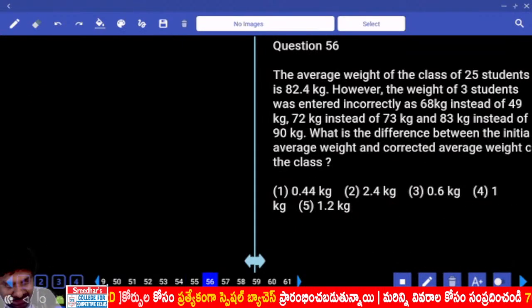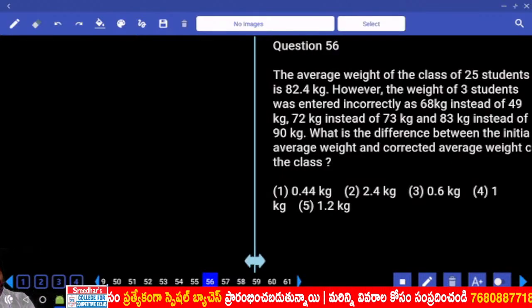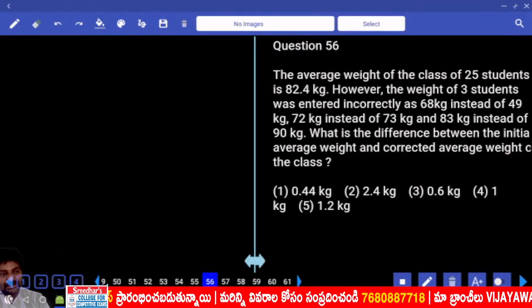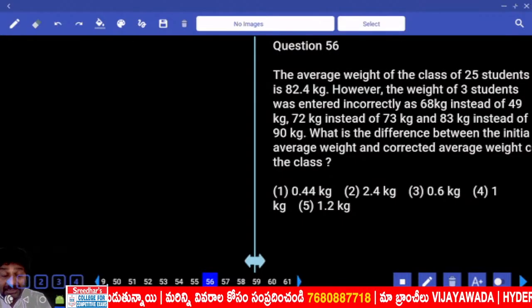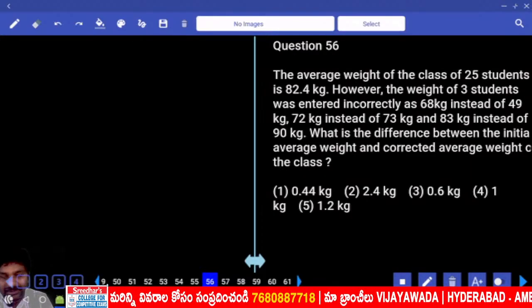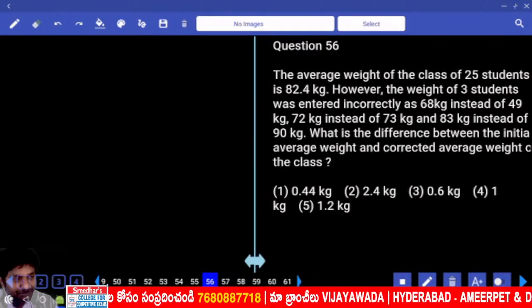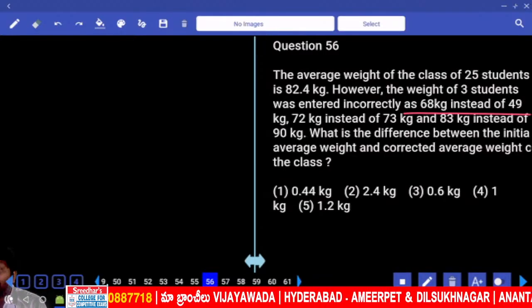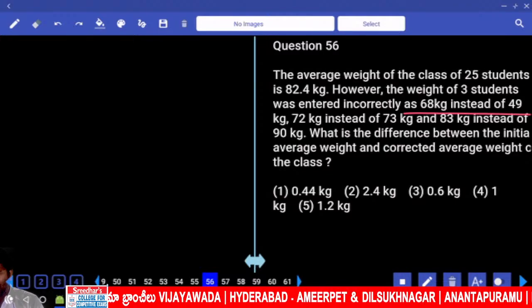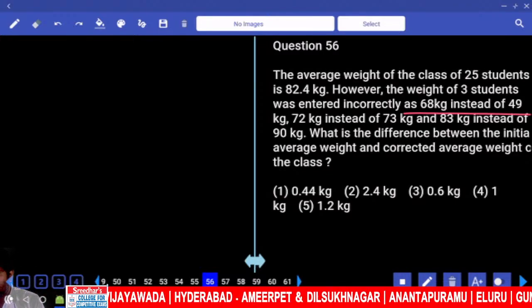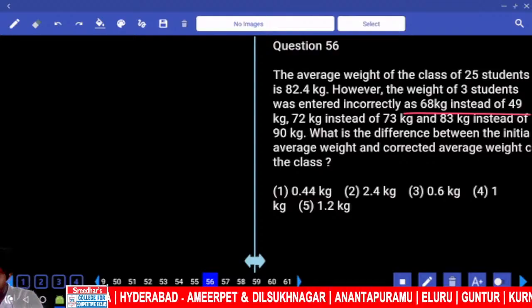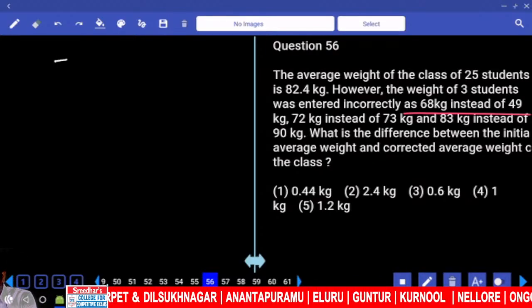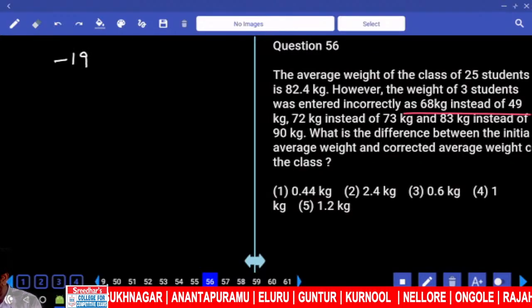Next. 56. Average weight of the class of 25 students is 82.4 kgs. However, the weight of 3 students was entered incorrectly as 68 kgs instead of 49. So in this particular statement, what are original marks? 49 are original marks, but wrongly entered as 68. That means have we taken more or less? How much more? 19 more. To make it correct, we have to subtract 19.